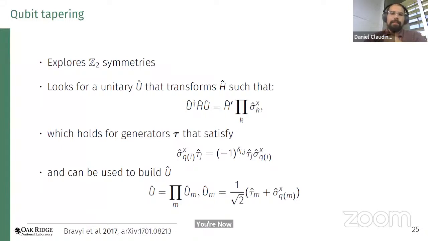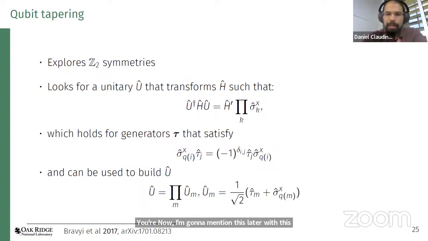Now, I'm going to mention this later. We did this experiment on the Quantinuum H1-1 hardware, and we don't have a lot of time, and they keep track of the different ways of credits, but they don't give out a lot of credits, so we had to be really smart. So one of the ways that we approach this to go even further in terms of saving on resources is this idea of qubit tapering.